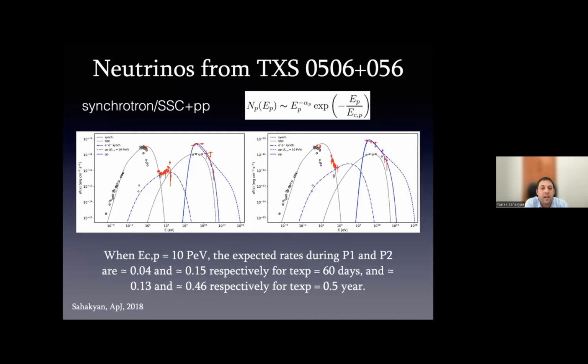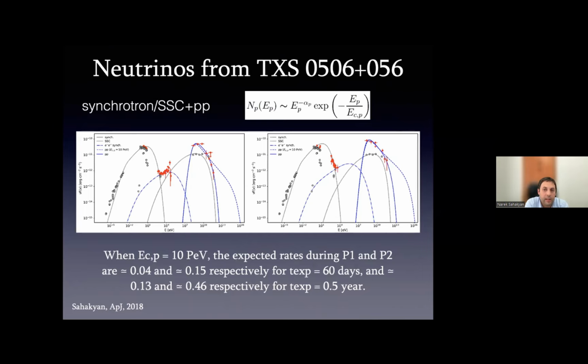Then you can model the observed SED within a lepto-hadronic scenario. This means that the low-energy component is from the synchrotron emission of the electrons, while the high-energy component is from the decay of the protons. In that case, you can predict some neutrinos, which are close to the level that is observed by IceCube. So this is one of the scenarios that could explain these observed neutrinos.